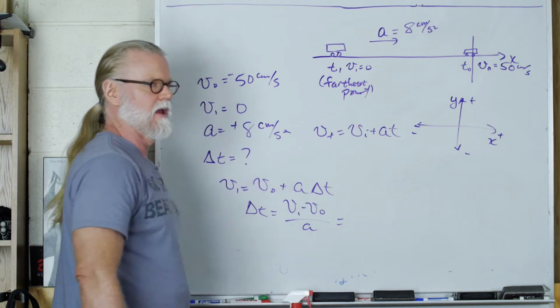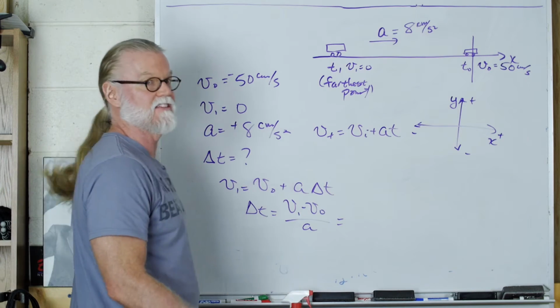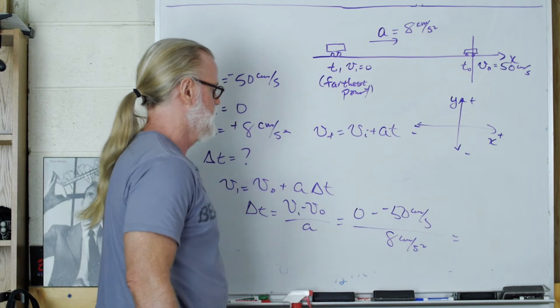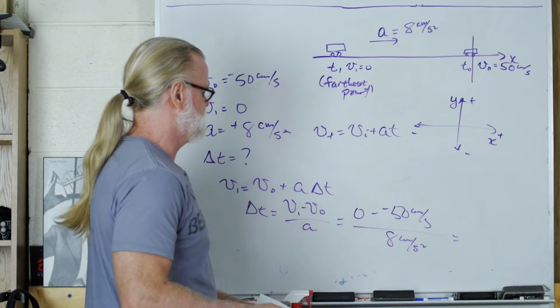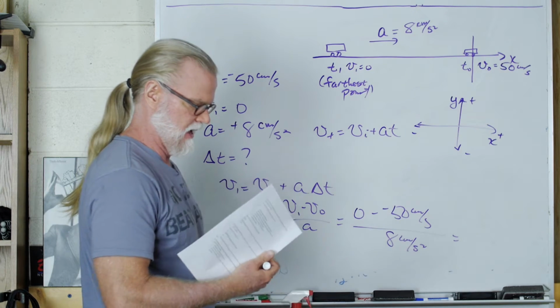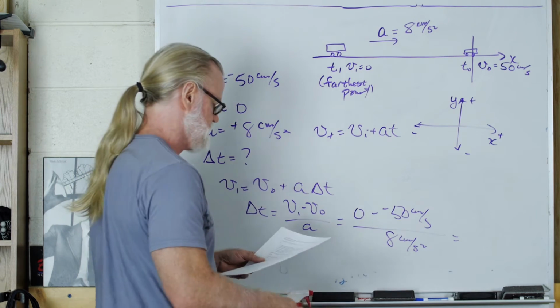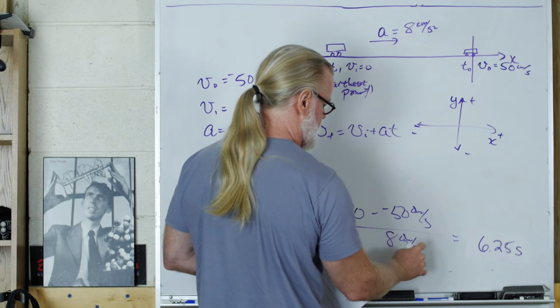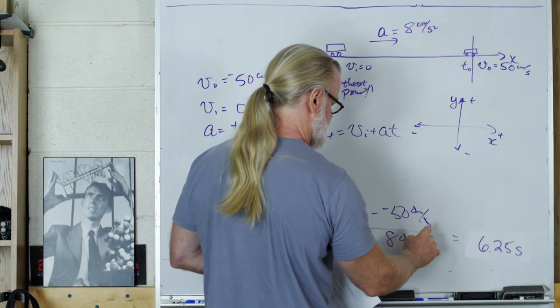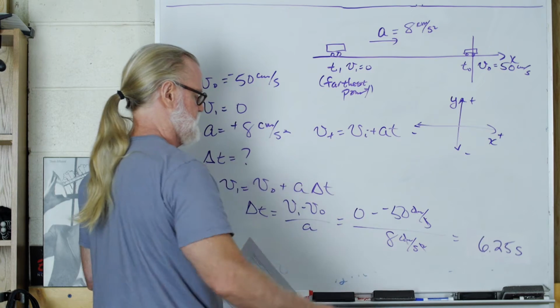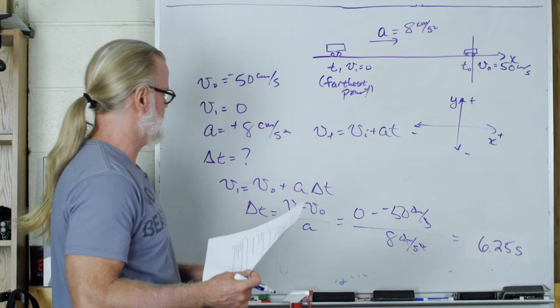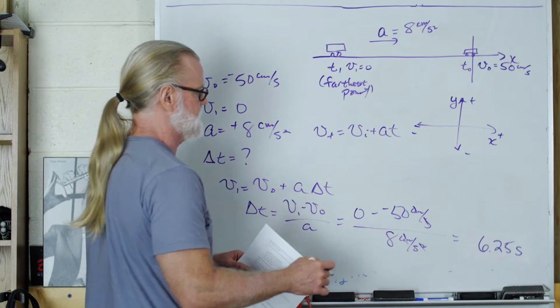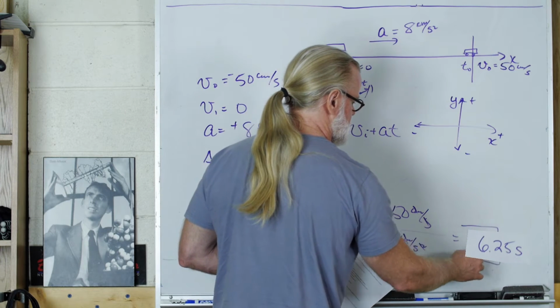I would always recommend that you do this and then plug the numbers in as the last step. All right. What's 50 divided by 8? We had centimeters go away, and one of the seconds go away. 1 over seconds in the numerator becomes seconds. 8 seconds. It takes 8 seconds.